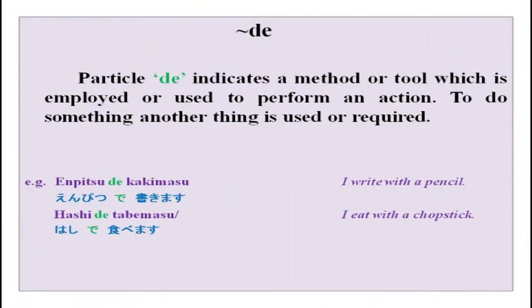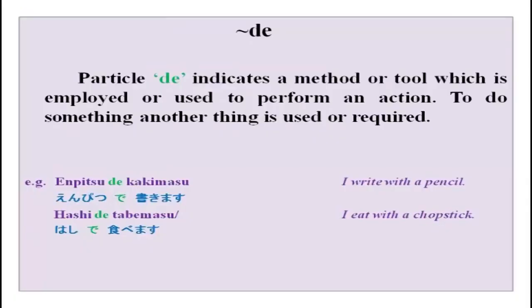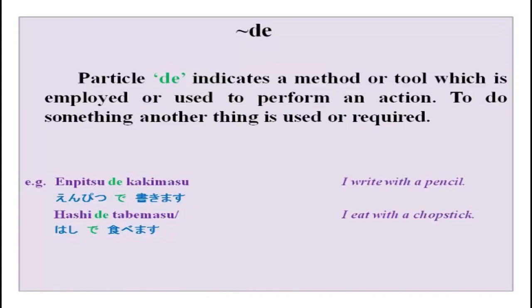Now, in our conversation, we had particle de. One form of particle de we have already studied, which is mode of transport. By what method, by what means you travel from one place to another. Generally by train, by plane, by cycle, by ship, whatever mode of transport you use, particle de is going to be used at that place. Now, over here we have another usage of particle de, which is with the help of something you perform another activity, as is given over here.